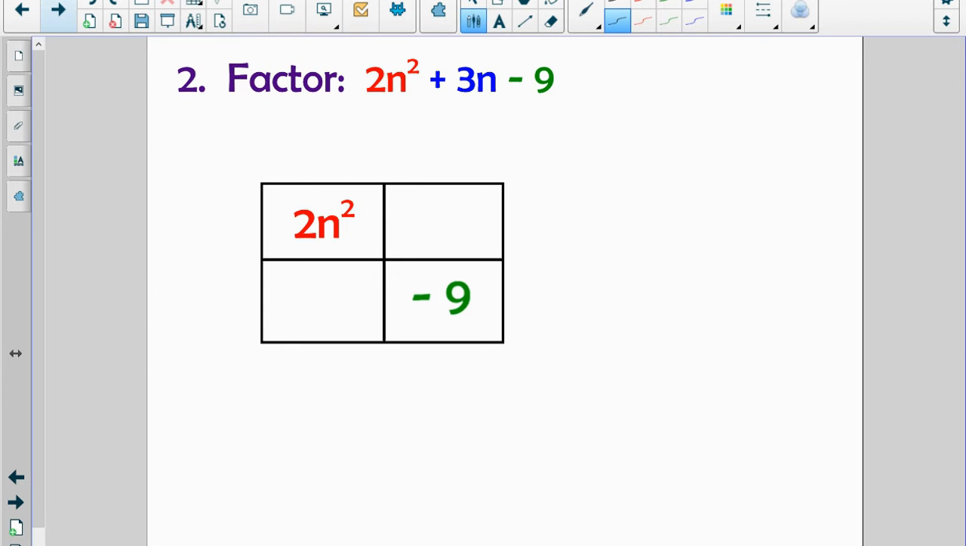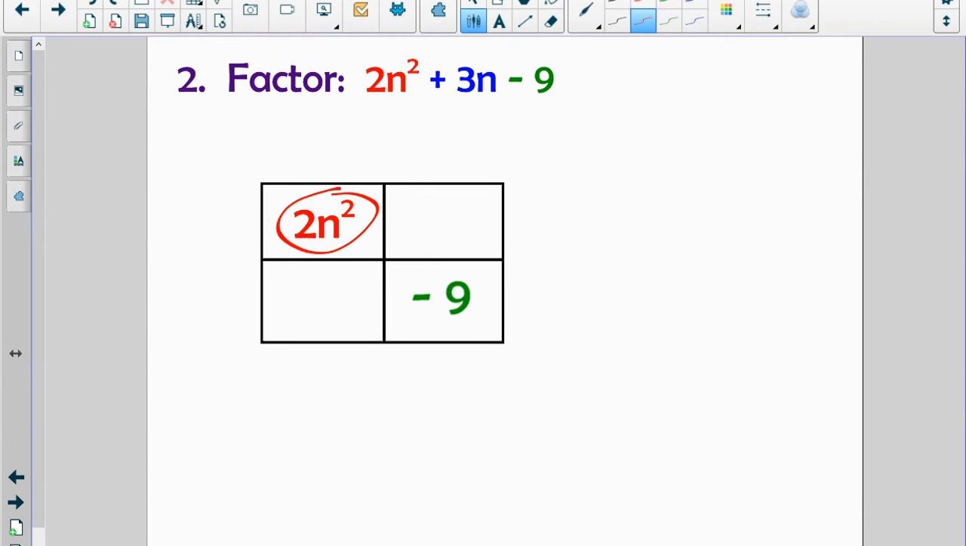All right, so here we have our second example. 2n squared plus 3n minus 9. Again, I've got the 2n squared goes in the first box, the minus 9 goes in the last box, and we have to try to figure out how do these two boxes add up to 3n, positive 3n, and make everything else fit in our area model.